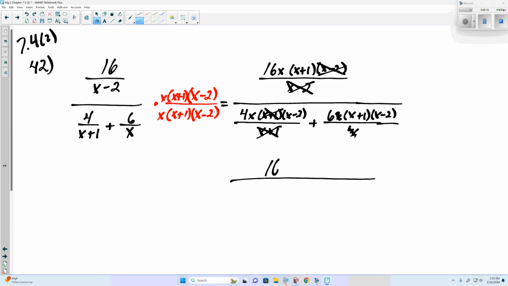Now the numerator, we're left with 16x times x plus 1. Our denominator, we have 4x times x minus 2 plus 6 times x plus 1 times x minus 2. Questions on this here?